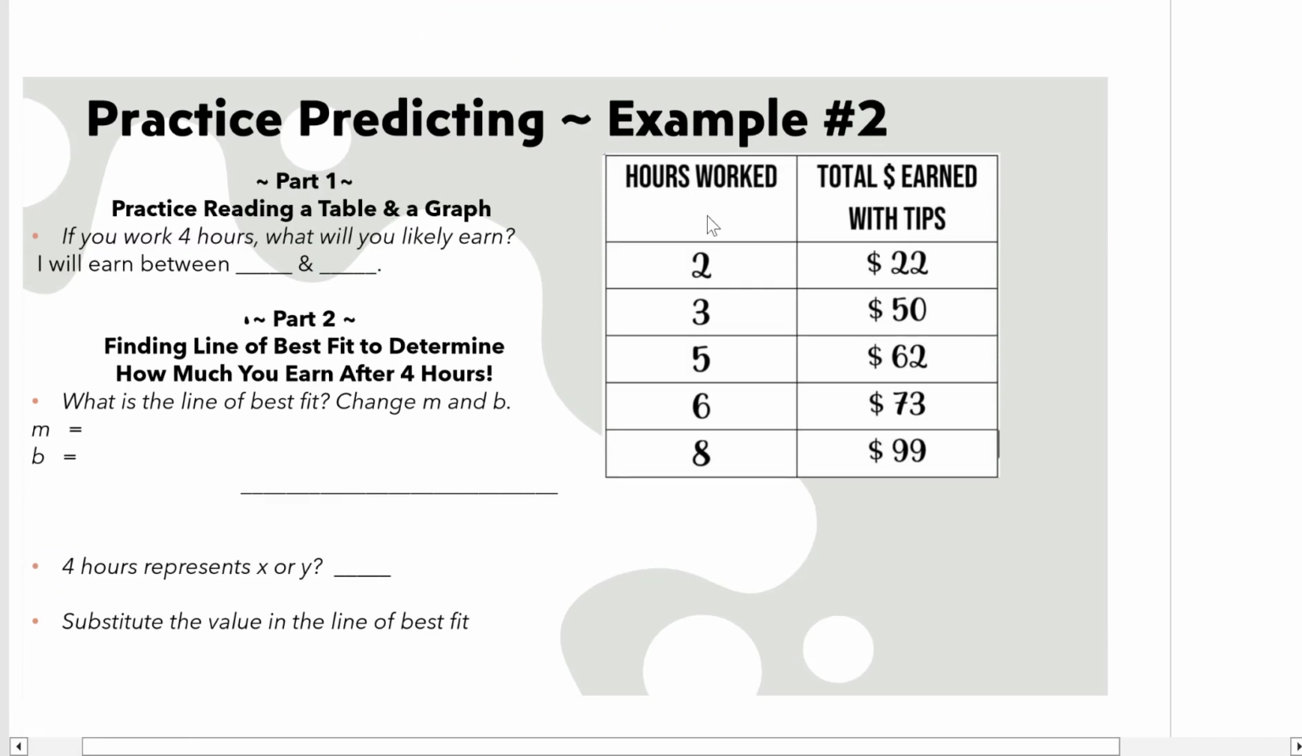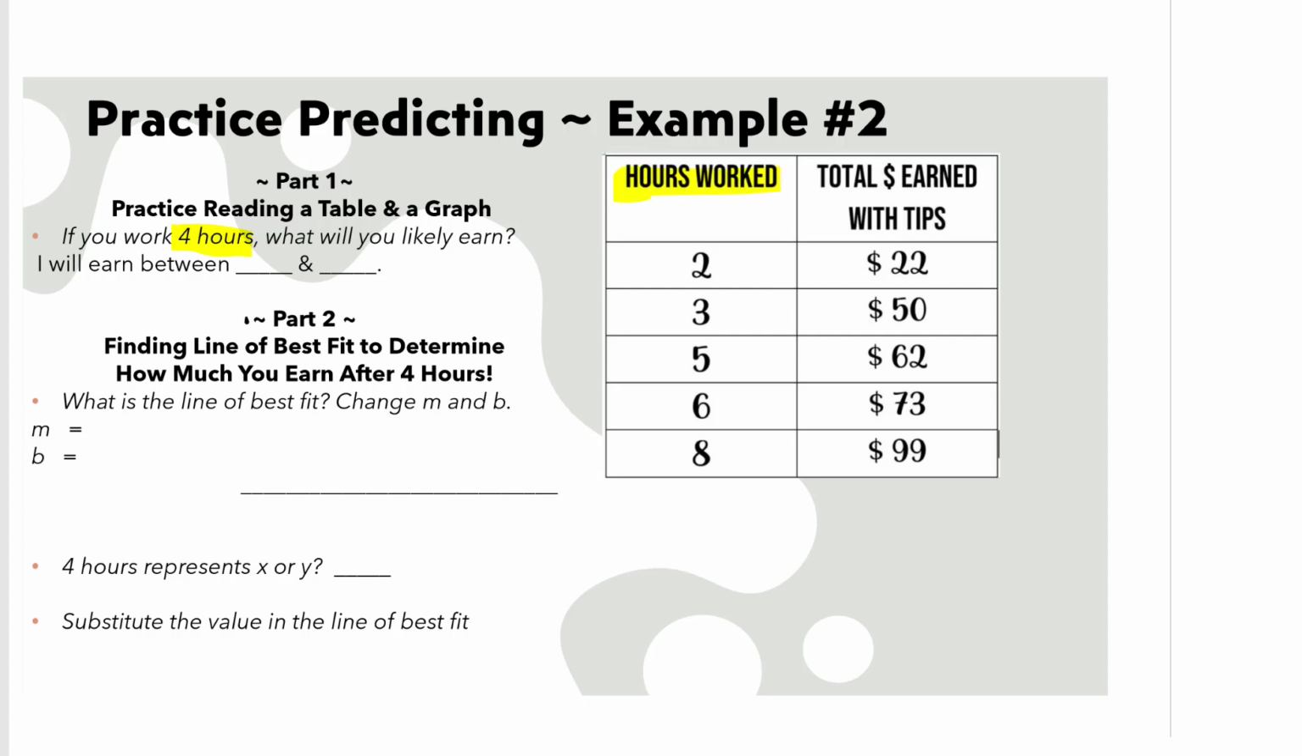All right, the table is about how many hours you worked and the total money you earned with tips. So en esta tabla dice cuántas horas trabajaste y el dinero que puedes ganar con propinas después de las horas. So, part 1. Practice reading a table and a graph. If you work 4 hours, what will you likely earn? Si trabajas 4 horas, ¿qué puedes ganar?